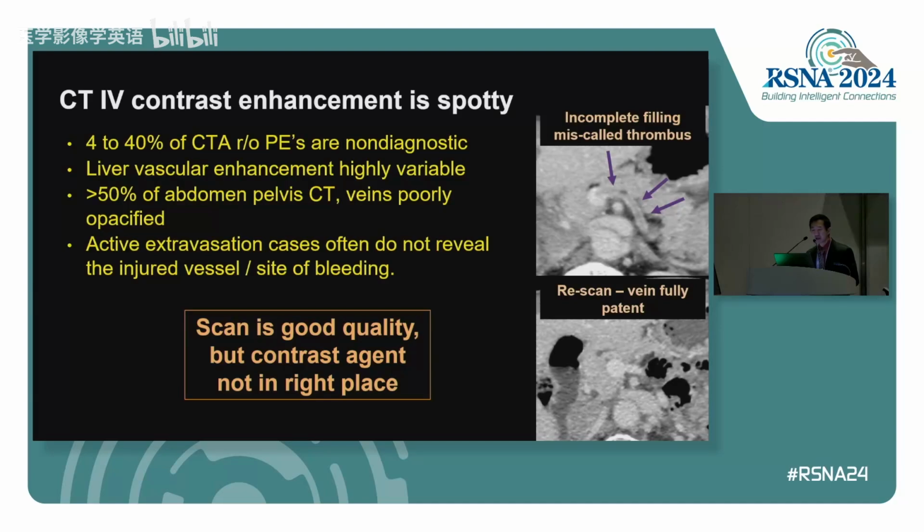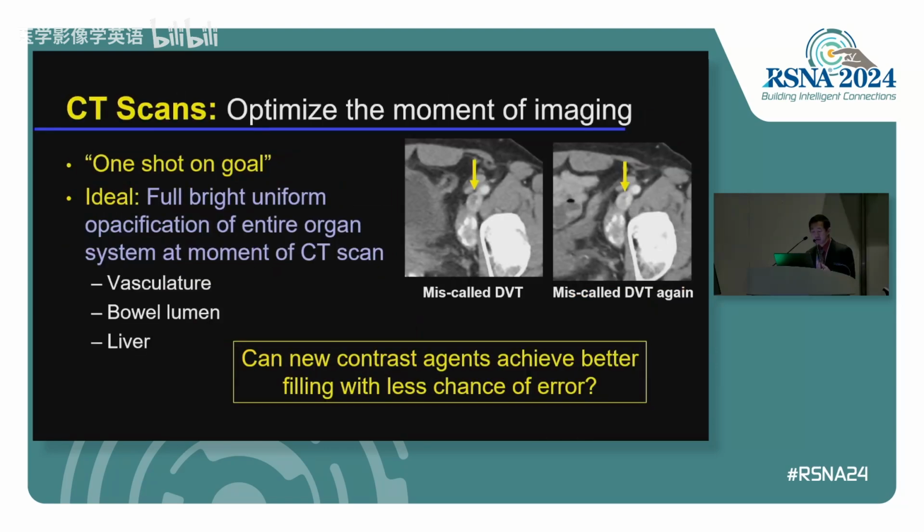Our scan quality is certainly influenced by the contrast material itself. This is a false streaming artifact. It's not a clot, but it was a streaming artifact that was called a thrombus that led to inappropriate treatment of the patient. But with rescanning, it was revealed that it was just a streaming artifact. We only have really one shot on goal.